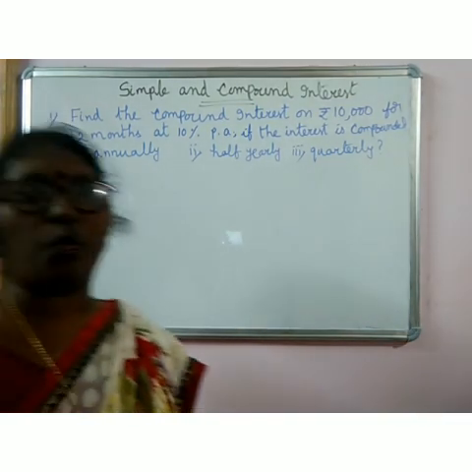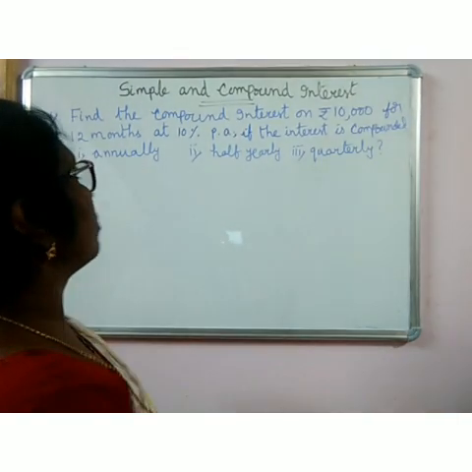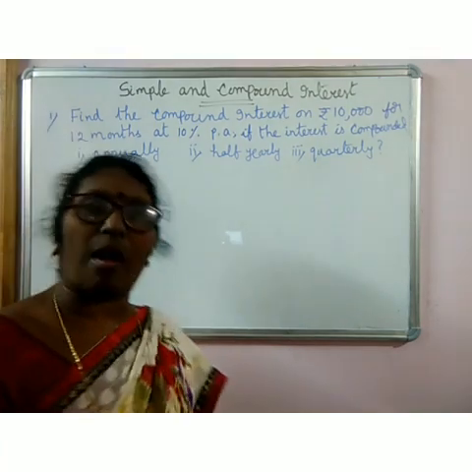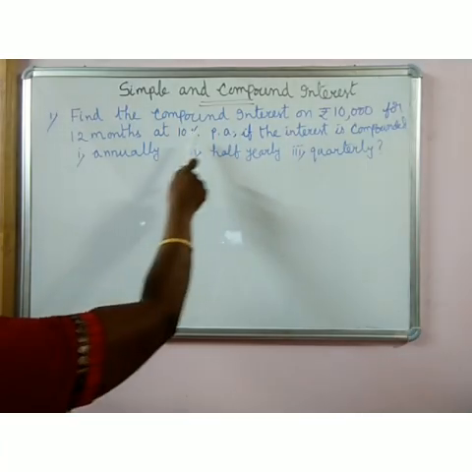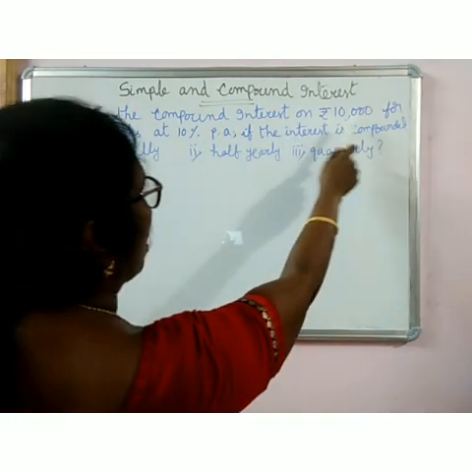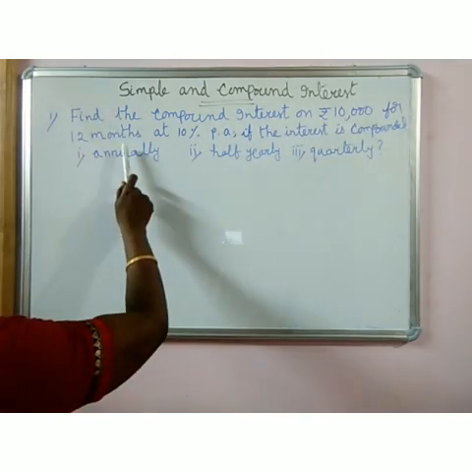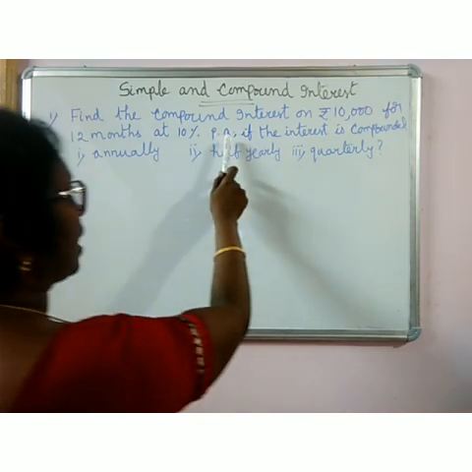Today let me explain you one problem related to simple and compound interest. The problem is this: find the compound interest on 10,000 rupees for 12 months at 10% per annum.